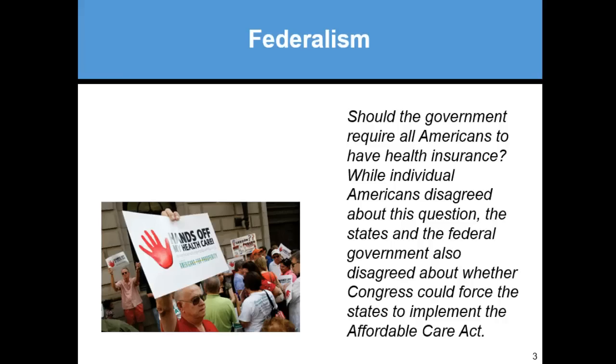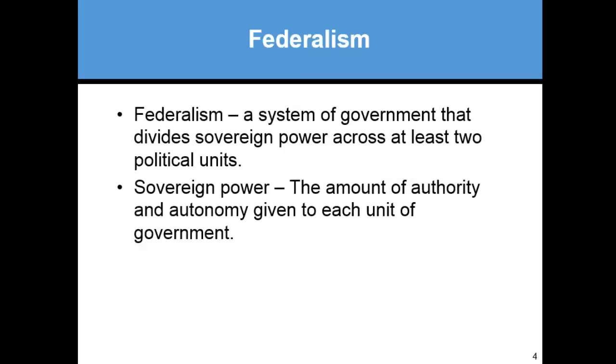So the question of federalism: should the government require all Americans, for instance, to have health insurance? While individual Americans disagree about this question, the states and the federal government disagreed about whether Congress should be able to force the states to implement the Affordable Care Act, otherwise known as Obamacare.